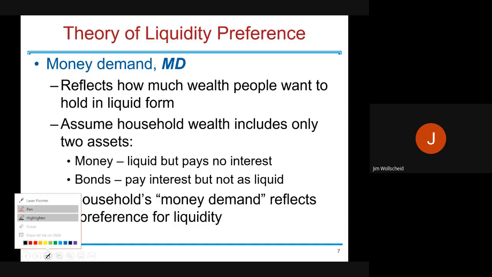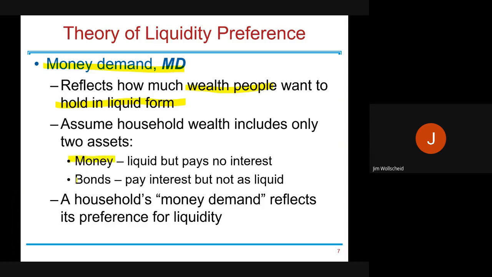Money demanded is how much money I hold. So we're going to assume for simplicity that I can only hold my money in two options. I can either hold it as cash or I can hold it as bonds. If I hold it as cash, I get no interest. If I hold it as bonds, it's going to give me some interest, so I'm going to get some return for my money. And I'm going to hold money because I want to buy goods and services.